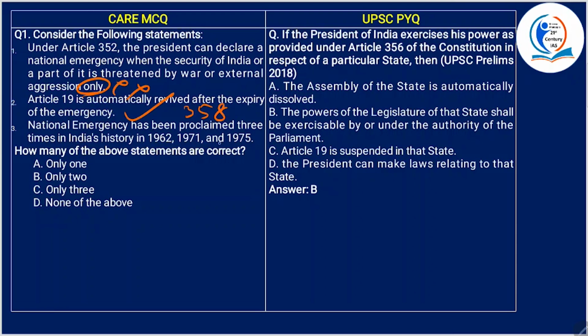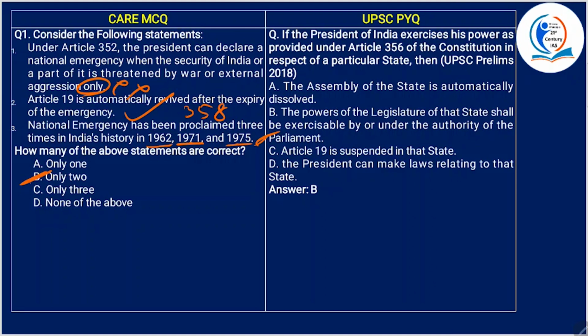National emergency has been proclaimed 3 times in Indian history, 1962, 71 and 75. Yes. One when there was war with China, next when there was war with Pakistan, and then internal disturbances, now called armed rebellion. How many of the above statements are correct? 2 and 3 are right. That means only 2 statements are right.